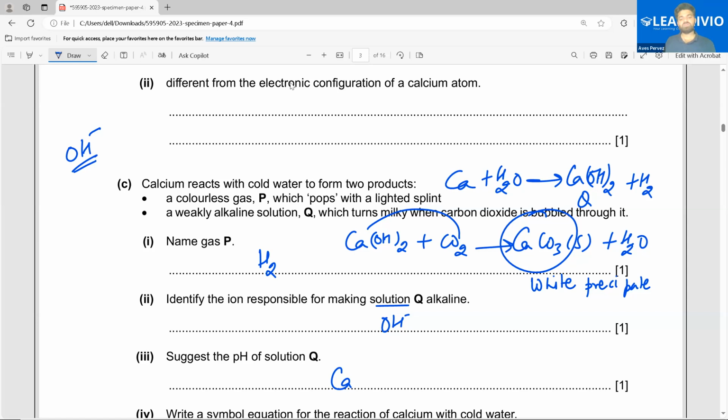So what is the pH of the solution Q? Suggest the pH of the solution: greater than 7. Alkaline.